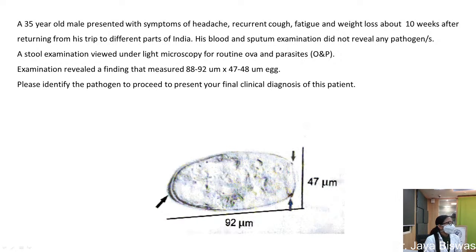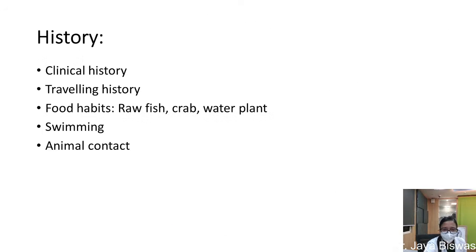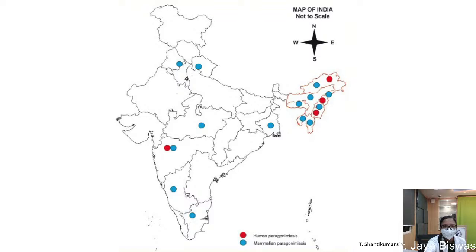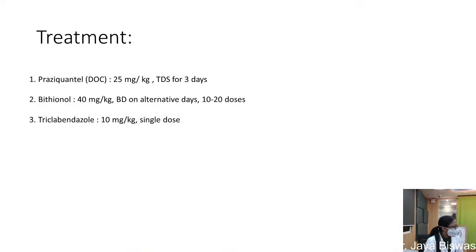And now you have converged to Paragonimus. What is the treatment? Ma'am, the drug of choice is praziquantel. Praziquantel 25 milligram per kg TDS for 3 days. Bithionol can be given as 40 milligram per kg BD on alternate days for 10 to 20 doses. And triclabendazole is also advised, 10 milligram per kg single dose.